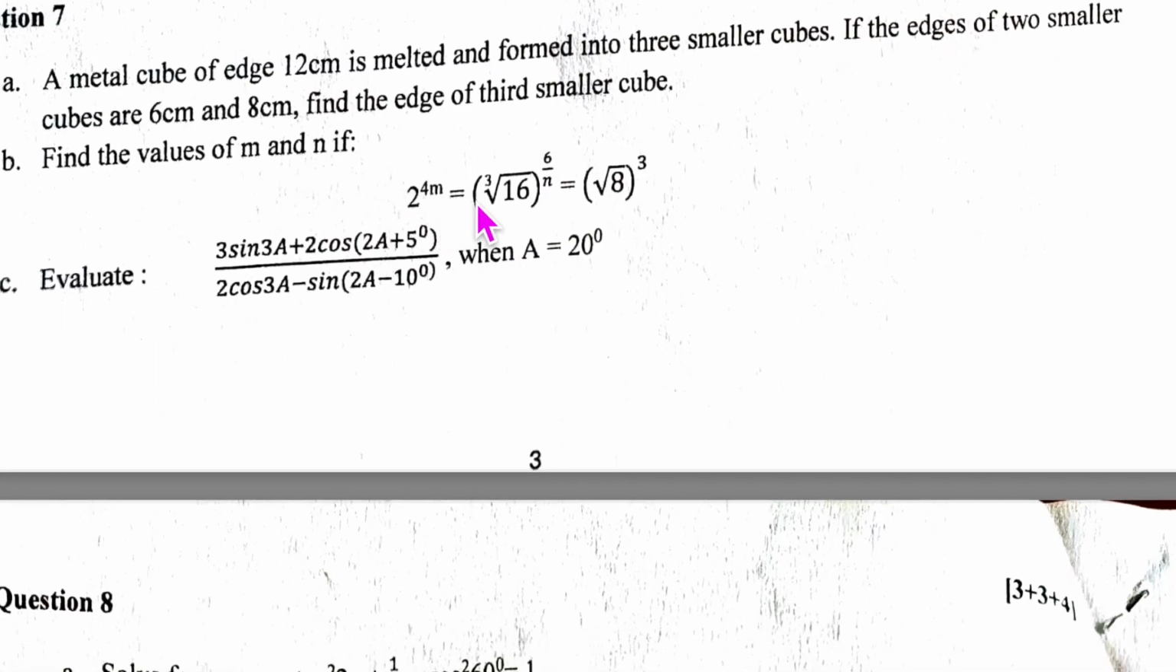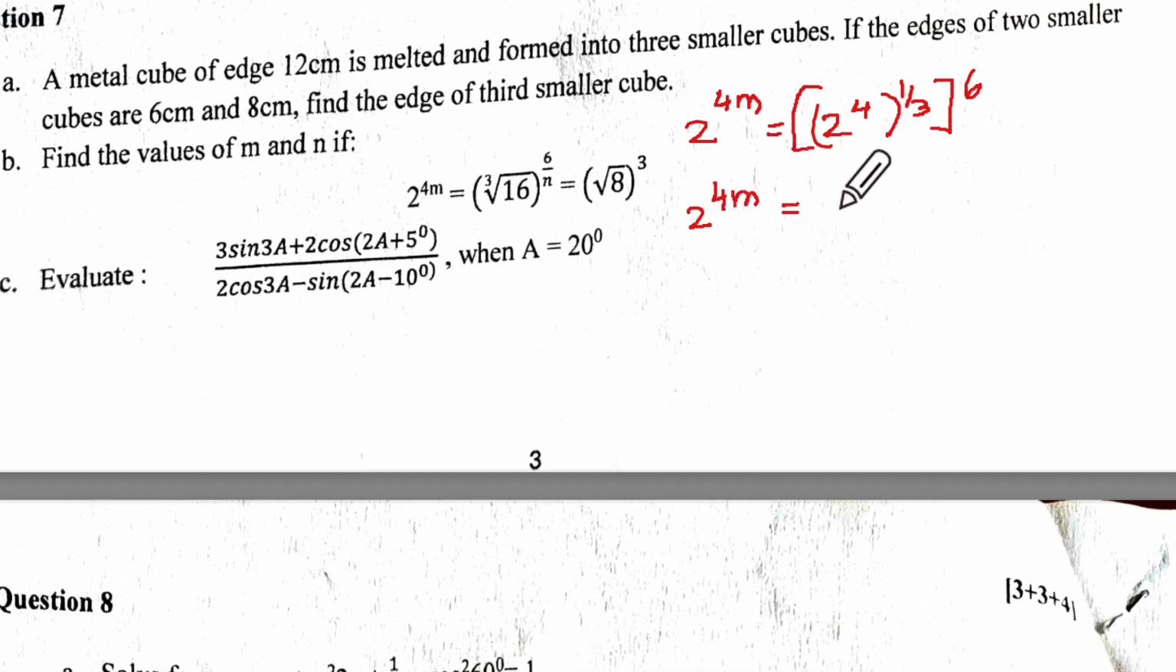Find the value of m and n. This also is agreeable. Some of you will say not agreeable. What is this? 2 to the power 4m is equal to, what is 16? It is 2 to the power 4, correct? And it is cube root of that, means it will be 1/3. And bracket to the power this means like this. Understanding? So 2 to the power 4m will be equal to 2 to the power 4 into 1/3 into 6.